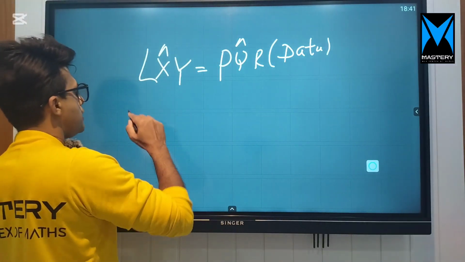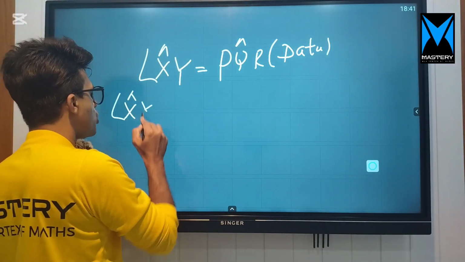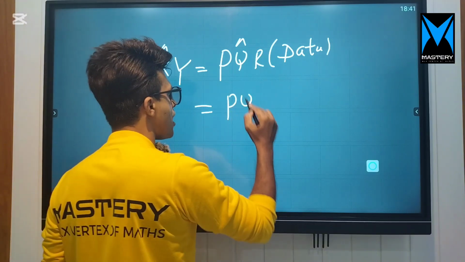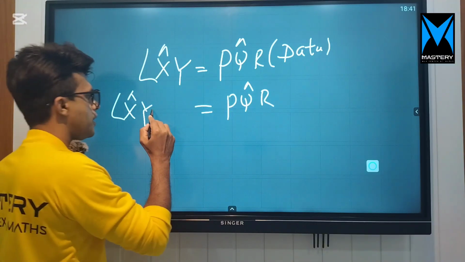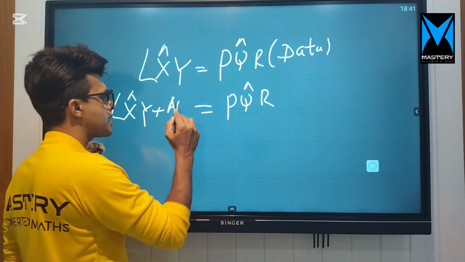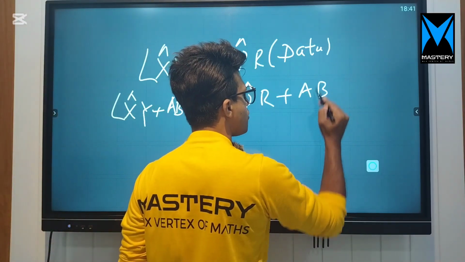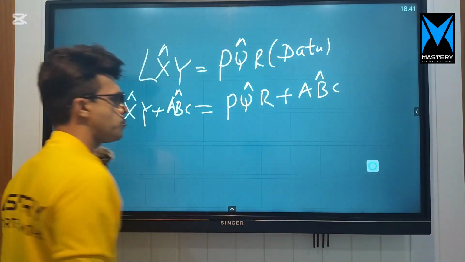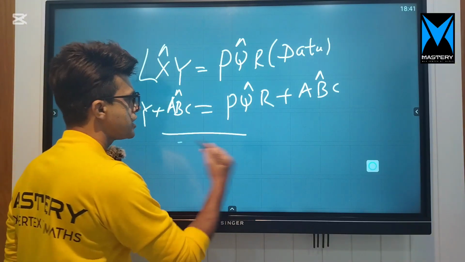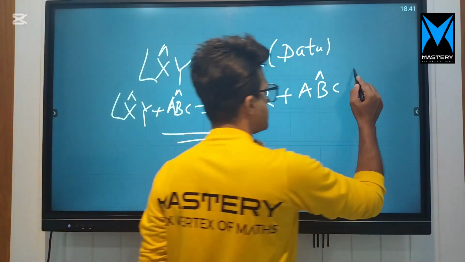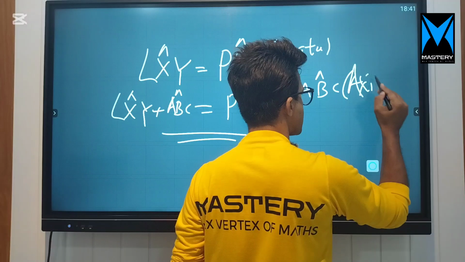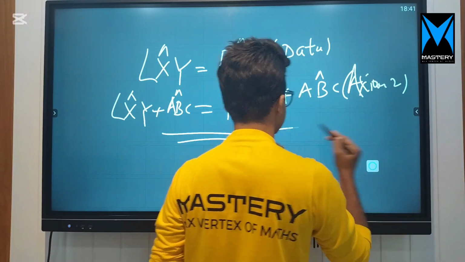Here, what I'm doing is adding the same value to both sides. So angle ABC is added to both sides, to this side as well. I mean, an equal angle is added to both sides, so the answers obtained are equal. You need to write in the brackets: axiom 2.